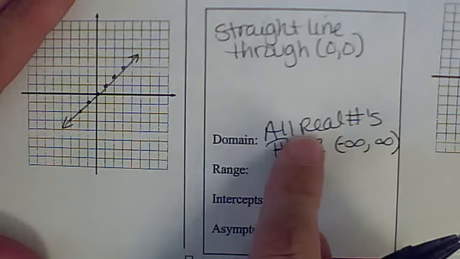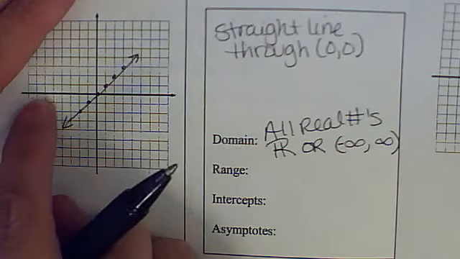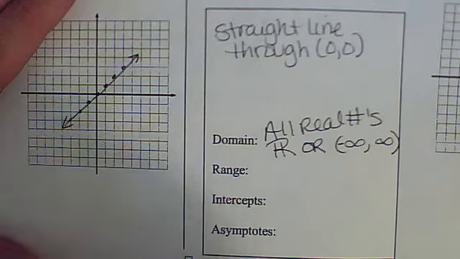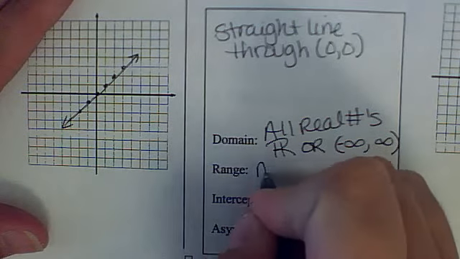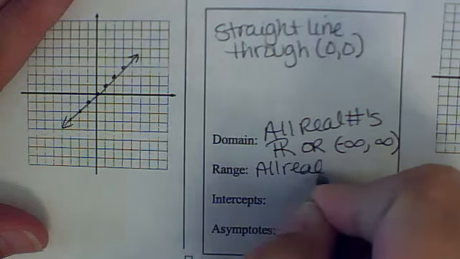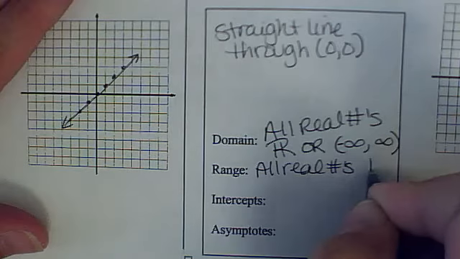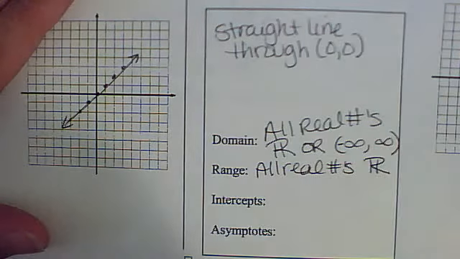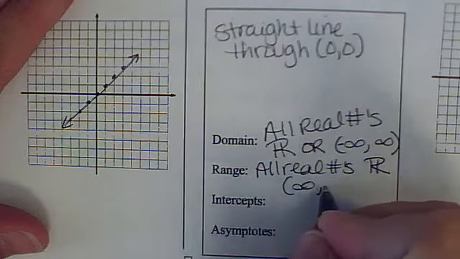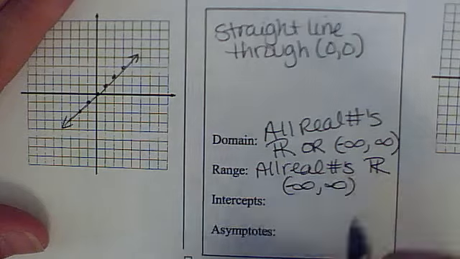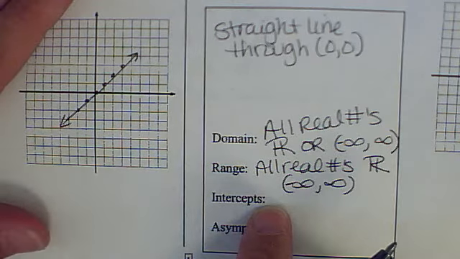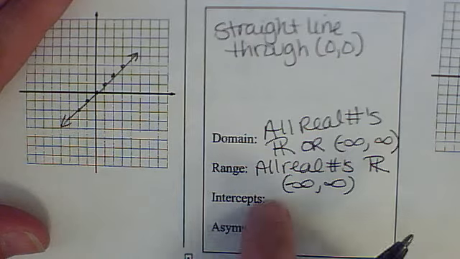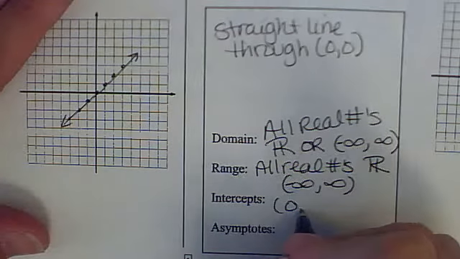So remember, domain is about your x's, all real numbers, all the negatives, all the positives, all the decimals and fractions in between. The range is the y's, and it's the same thing. All real numbers, or that capital R, or as an interval, negative infinity to positive infinity. The intercepts are where it crosses either the x-axis or the y-axis, or both. In this case, we only have one intercept, and it's 0, 0.